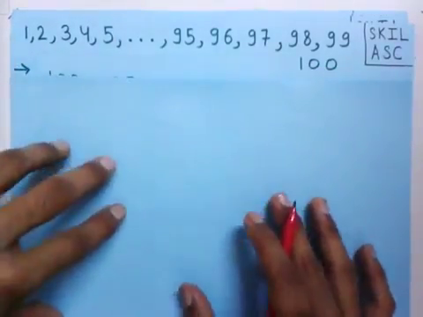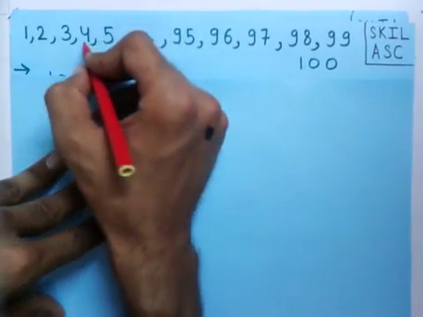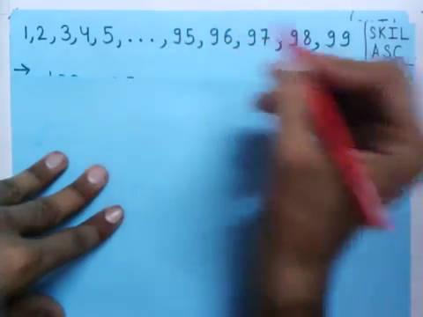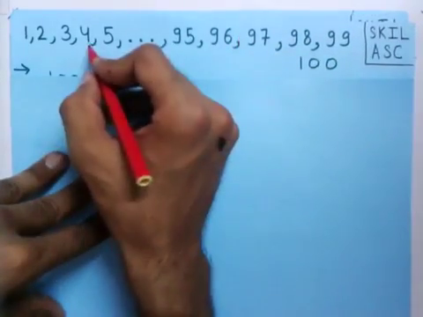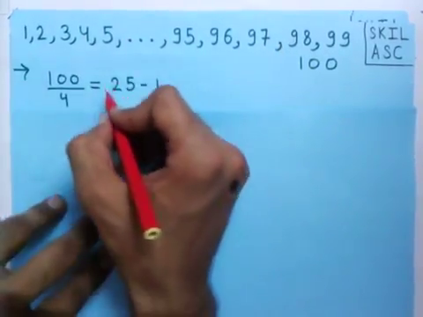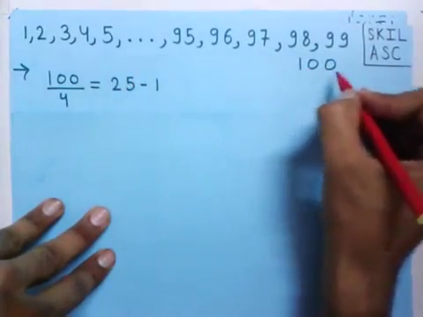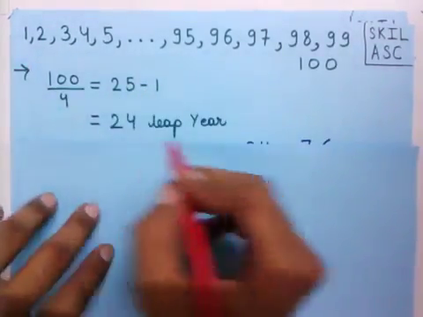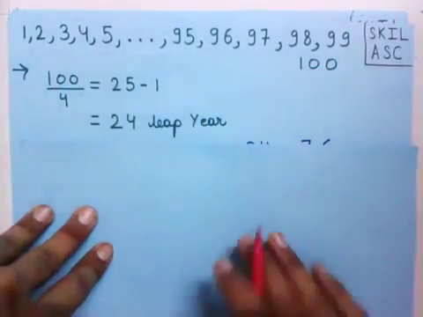So you must notice that at every fourth step you will find a leap year. At 4, this is a leap year. 8 will be a leap year. 12 will be a leap year, and so on. And then 96 will be a leap year. So we can say that at every fourth step we will find a leap year. So we divide 100 by 4 and we find the quotient as 25. But you must notice here that 100 is not a leap year. So we subtract 1 from 25 and we get 24. So there are 24 leap years in these 100 years.